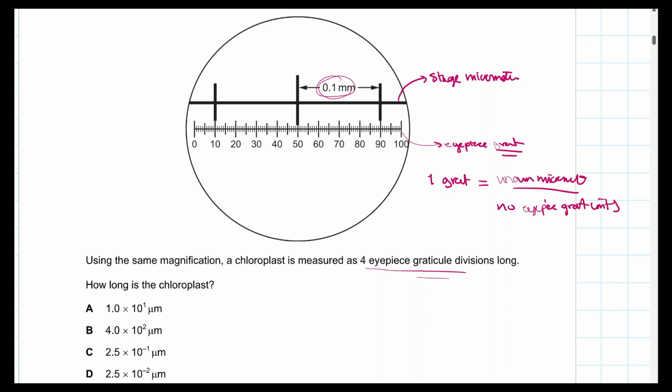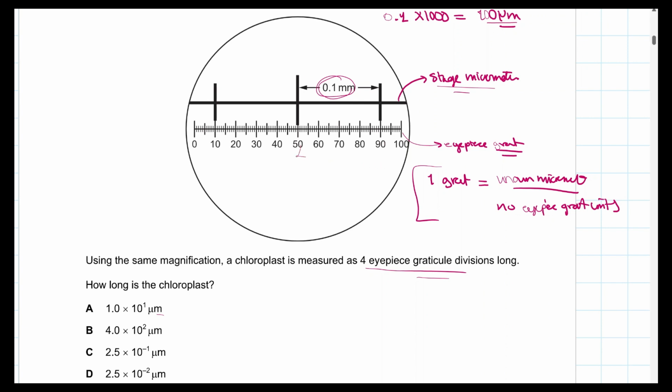Now, since we know the formula, let's give you the practical example of how to work this out. First of all, since the answer is in micrometers, we are going to convert the 0.1 millimeters on the stage micrometer into micrometers. The way we do this is that we multiply 0.1 by 1000 to convert to micrometers, and this is going to give us 100 micrometers. Now, as we said, because we want to calibrate the eyepiece graticule, we want to use this formula here. We know that 100 micrometers has 40 eyepiece graticule divisions.